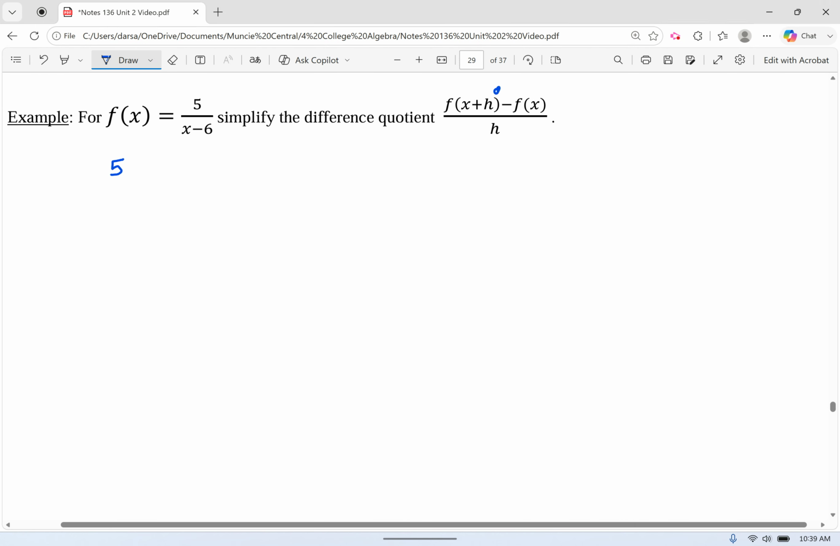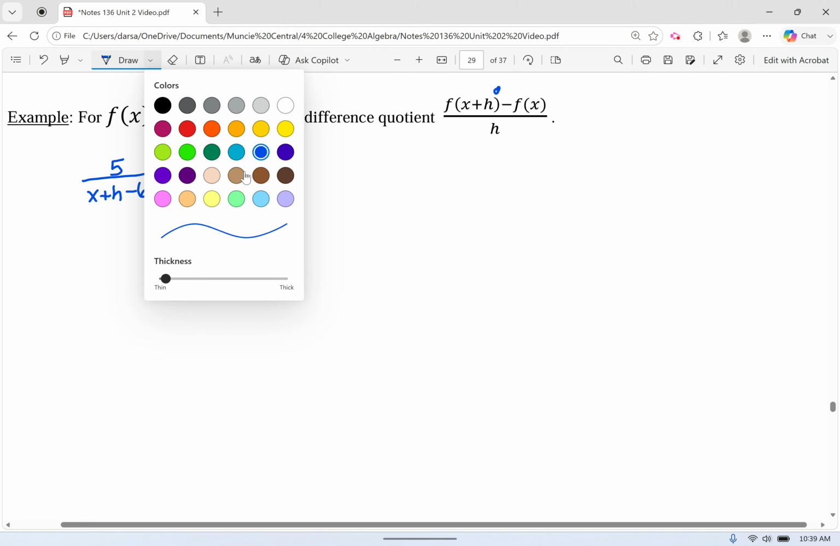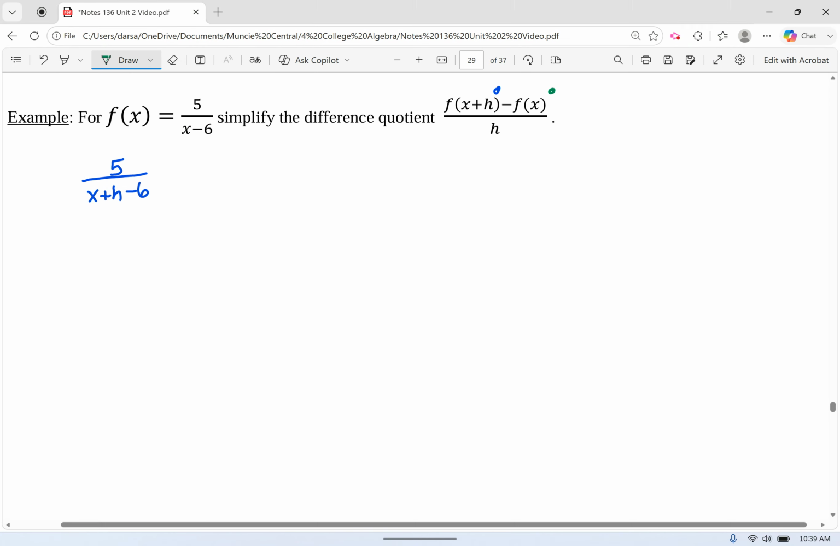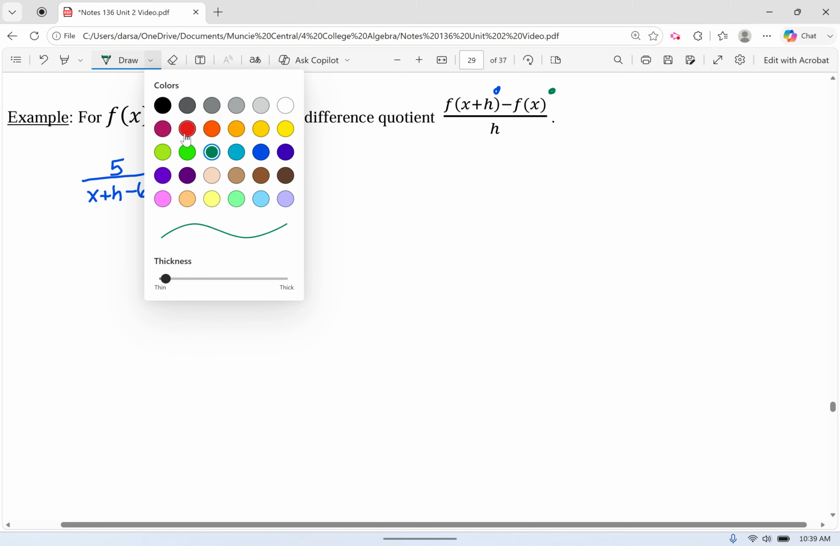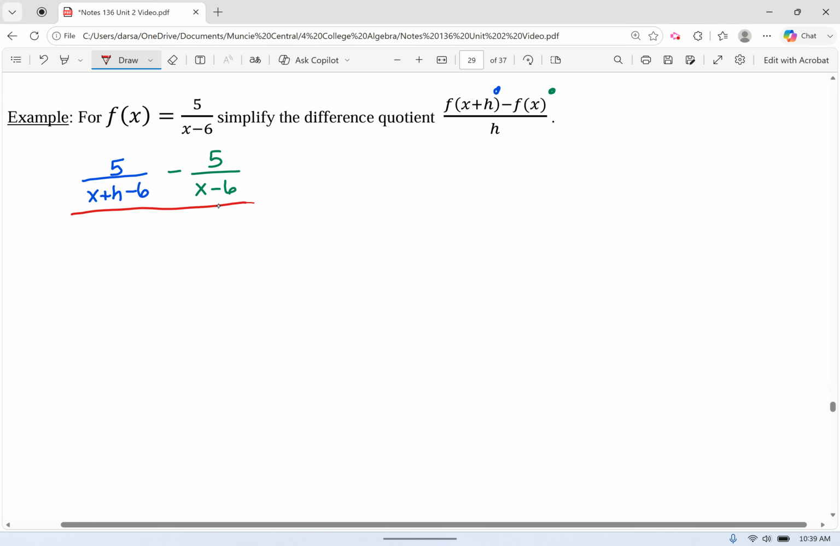It says we take the equation 5 over x minus 6, we take out the x and replace it with x plus h. So that's my f of x plus h. Now we need to subtract the function f of x. Well, the function f of x is just 5 over x minus 6. And then we have to remember that this whole thing is over h. So this is how we start. You absolutely must be able to at least get started.